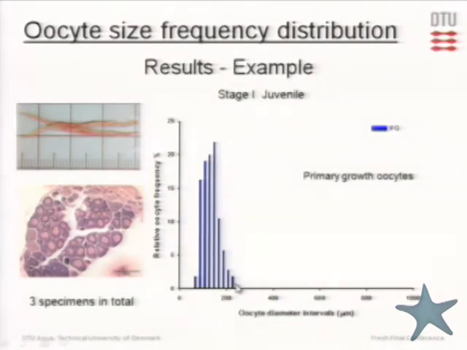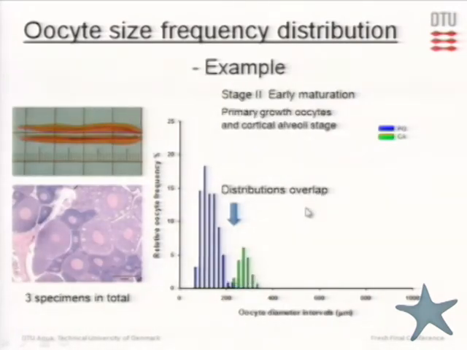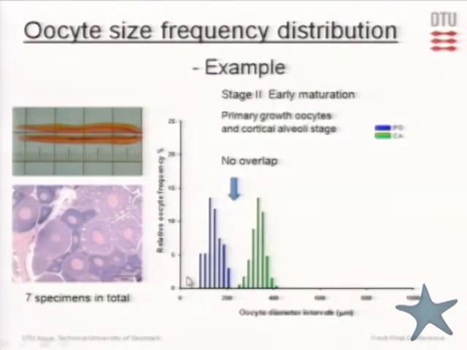If we then enter the early maturation and the recruitment of the oocytes which are to be spawned this year, we can see that in the early part of stage 2, we have recruiting oocytes. We see how the CA oocytes are budding off from the primary growth oocytes. And this distribution overlap disappears as the ovary develops. We obtain a hiatus between the primary growth and the cortical alveoli oocytes as the oocytes develop.